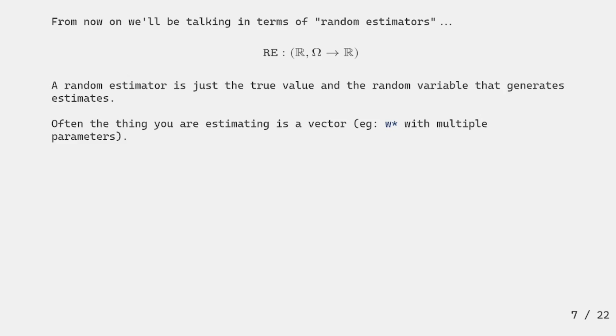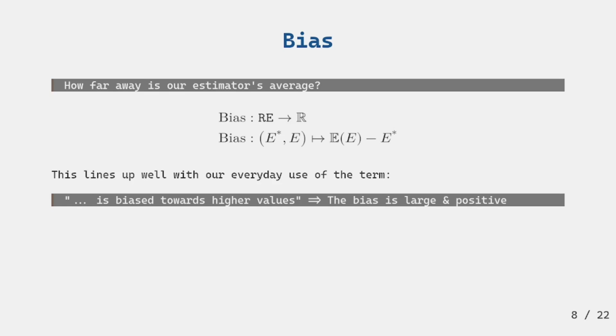So we're talking a lot about stuff called random estimators. They're pretty simple. They've just got two parts: a true value and a random variable that generates the estimates. So in this case, the true value would be W star, and the random variable that generates estimates is our entire learning process, like sampling the real world, putting it into some gradient descent, and getting out some estimate for W star. And from a random estimator, we can calculate its bias.